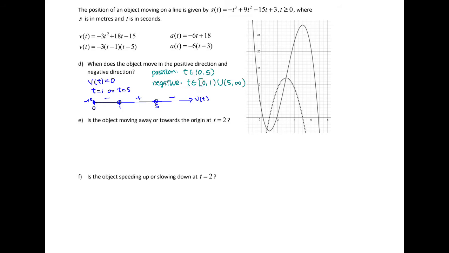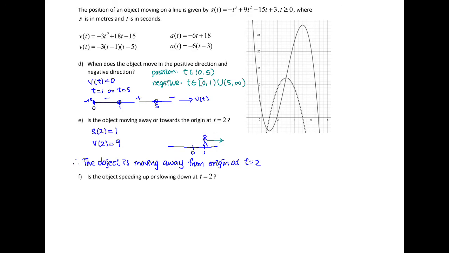Part E, we want to find whether or not the object is moving away or towards the origin at t equals 2. So first, we have to find the position at t equals 2, which is 1. Next, we find the velocity at t equals 2, which is 9. So this means you are on the right-hand side of the origin already. And since your velocity is positive, that means you're moving forward. That means you're moving away from the origin.